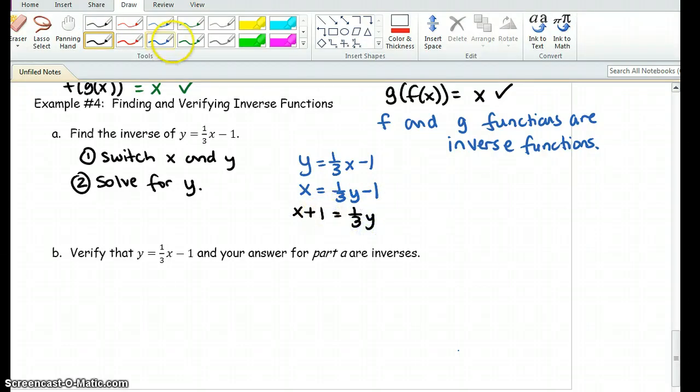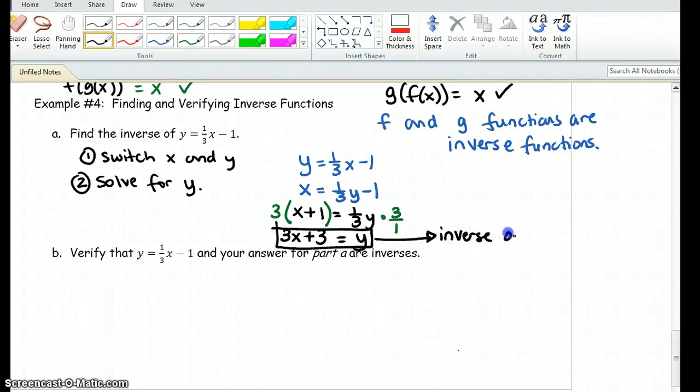And in order to get rid of that fraction of a third, we're going to multiply by the reciprocal, which is 3 over 1. Or you can think about it as just 3. Notice that I did put the x plus 1 in parentheses because the whole thing has to be multiplied by 3. And we are left with y equals 3x plus 3. I'm just going to go ahead and distribute that. So there's our inverse function. So that's the inverse of our function.